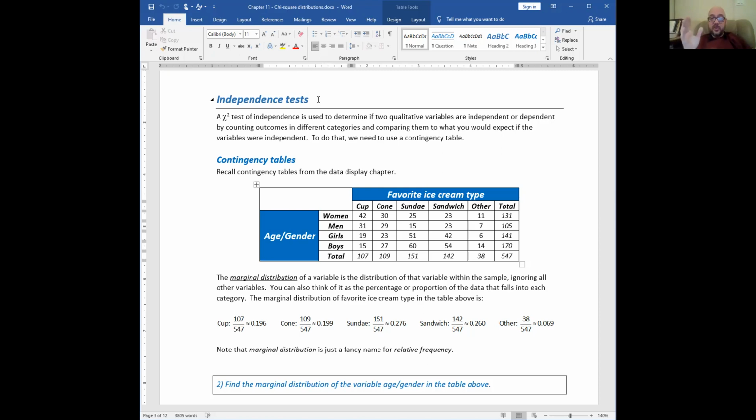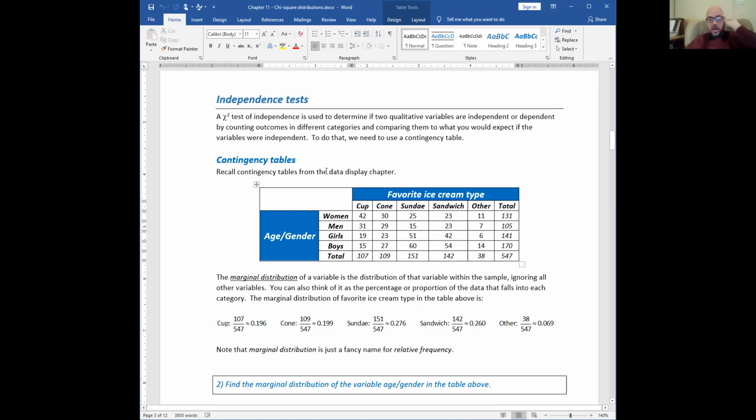To do that, I need to explain a fair bit of stuff. In actual practice, we're going to type this chart into our calculator and hit a button, and it's going to tell us if they're related or not. But I really want to explain what's going on when you hit that button in your calculator, what it's doing and why. The way I need to explain that is we need to start with a contingency table.